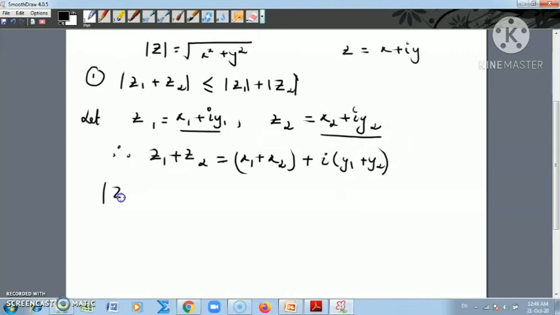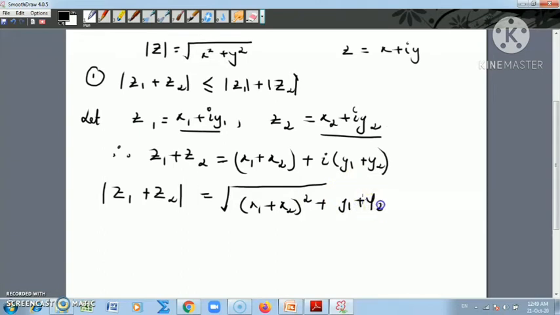So what is modulus of z1 plus z2? It is obviously equal to modulus of this, which is root over x1 plus x2 whole square plus y1 plus y2 whole square, like this. Now this is this one, and what about the other part? The other part is quite simple because it will be just root over x1 square plus y1 square plus root over x2 square plus y2 square.